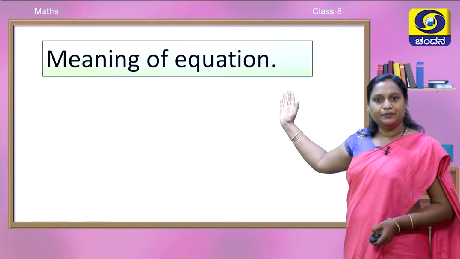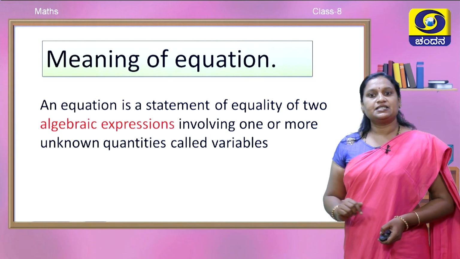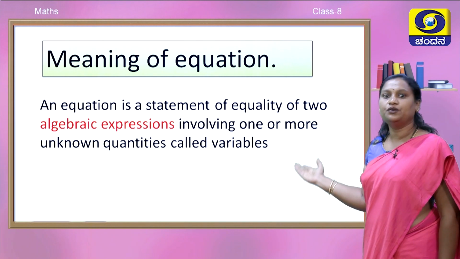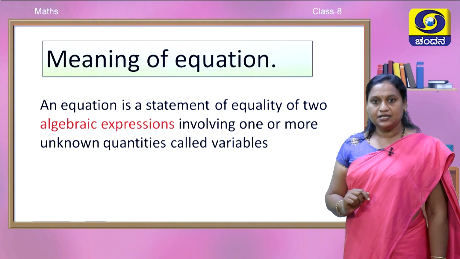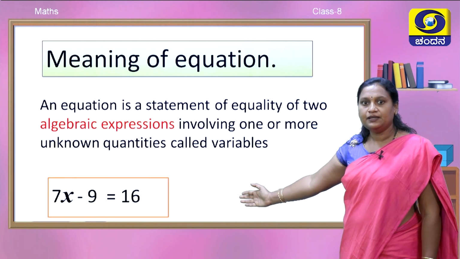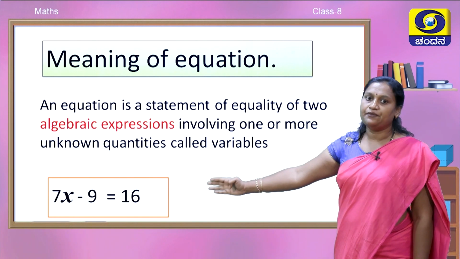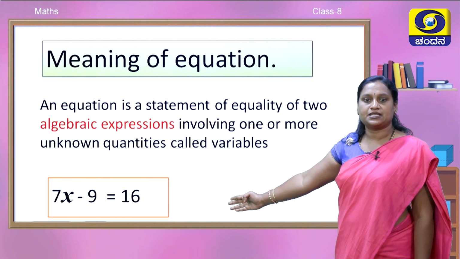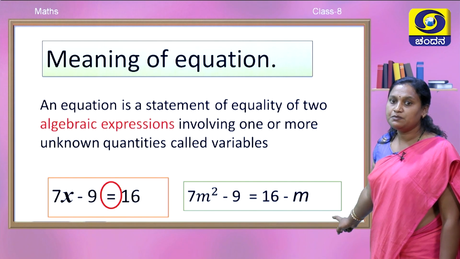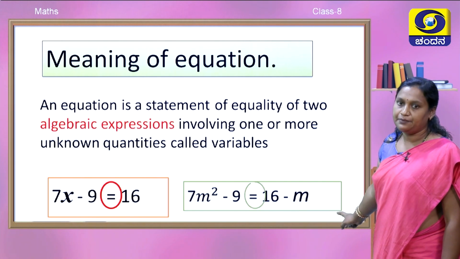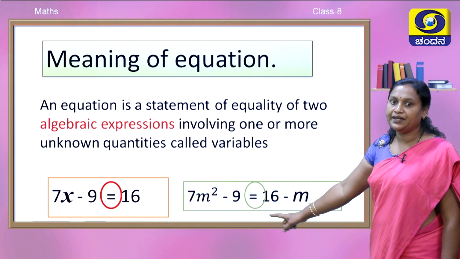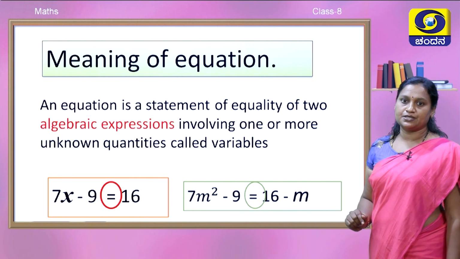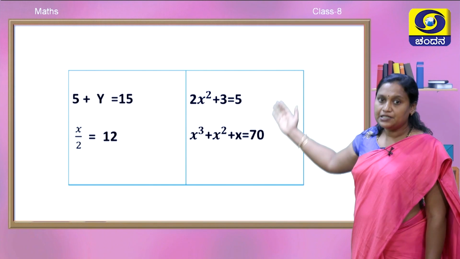Now we will define the meaning of equation. An equation is a statement of equality of two algebraic expressions involving one or more unknown quantities called variables. We'll understand that by the example. Here is the equation. We have equated 7x minus 9 to 16. There is variable x taken and it is equated to 16. Let us take one more example. 7m square minus 9 is equal to 16 minus m. Here also we have equated 7m square minus 9 to 16 minus m. So, these are equations.